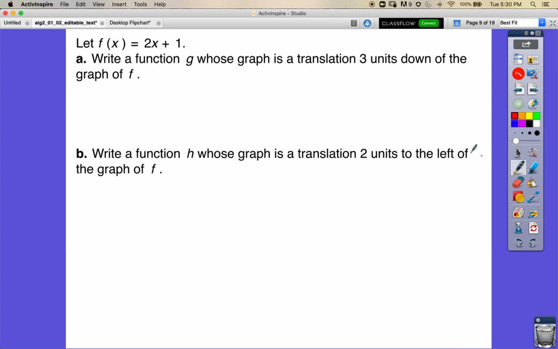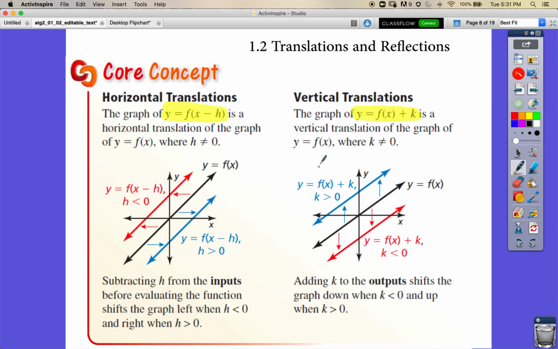Okay, here is example 1. The graph that we're going to do here is a linear. You could see that. So we're no longer starting with the parent function. f of x is not going to be equal just to x. Now the original is going to be 2x plus 1. And what we want to do with this is write a function g. So g of x is a translation 3 units down of the graph of f. Well, if you remember from a few minutes ago, if it's down, you take the function and then you add or subtract the k. Okay, let's do that.